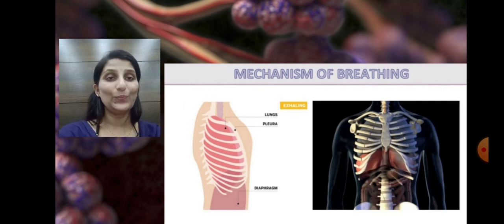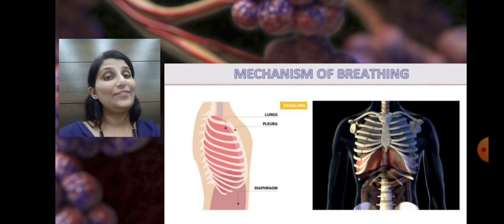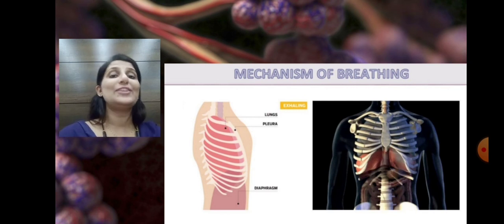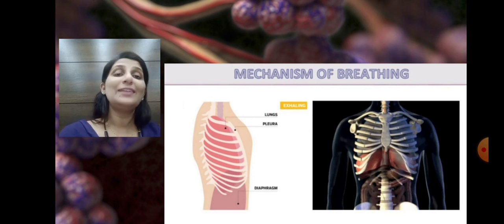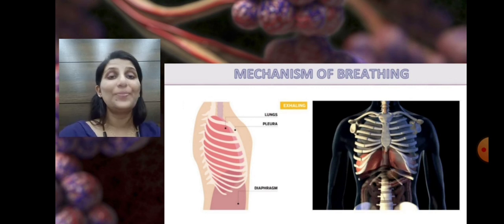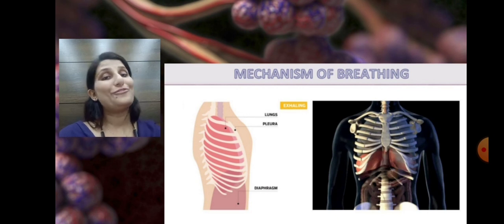Why is it so? Any change in the volume of the thoracic chamber will directly reflect in the change in the lung cavity or the pulmonary cavity. So there is a direct proportionality between the change in volume of the thoracic cavity and the change in volume of the lung cavity or the pulmonary cavity. And this setup is very essential for breathing.